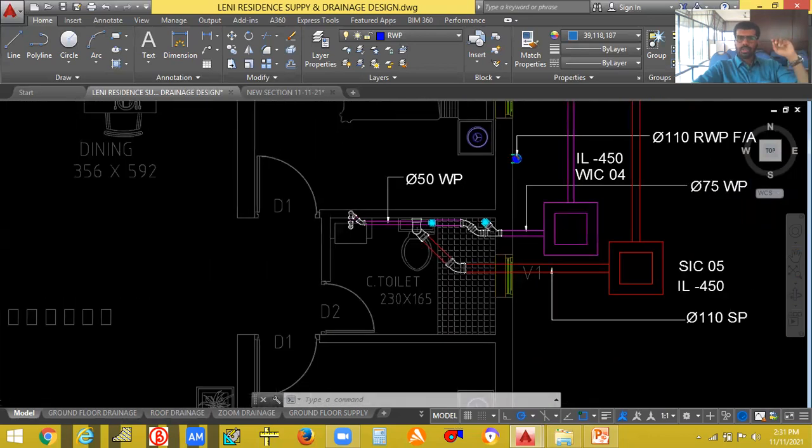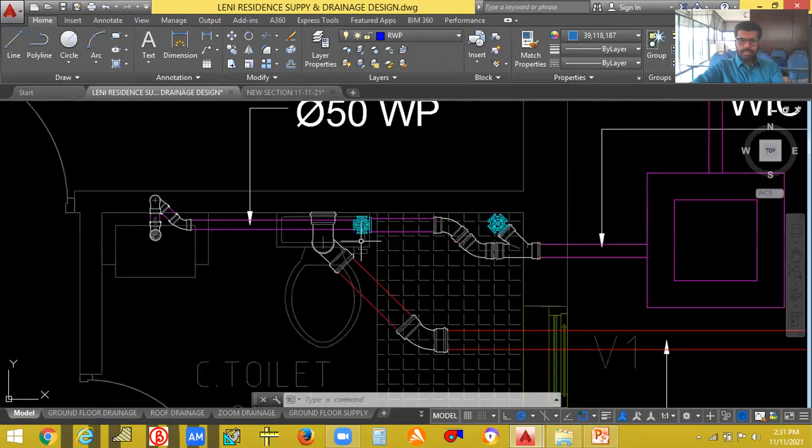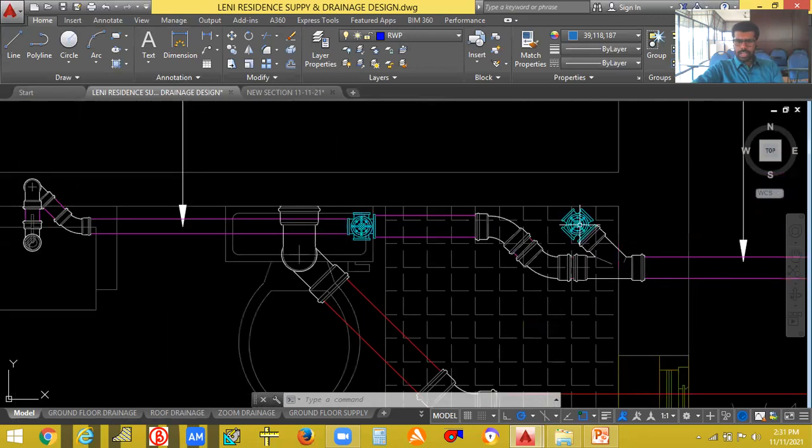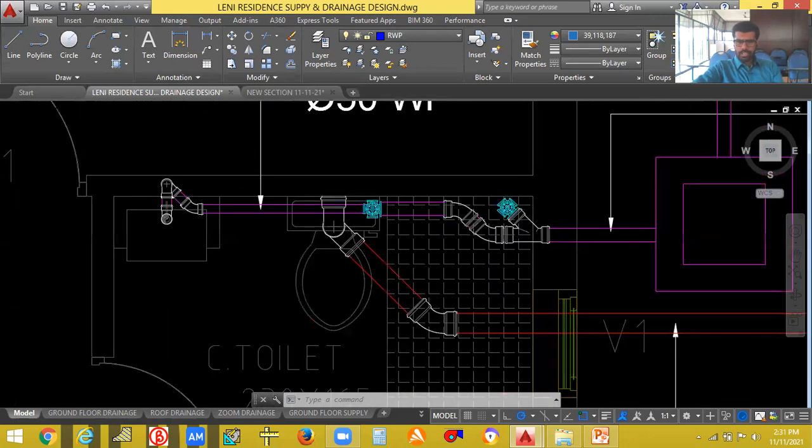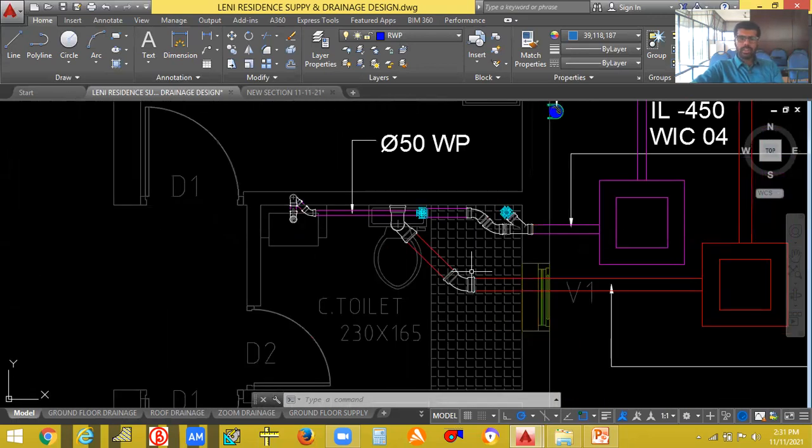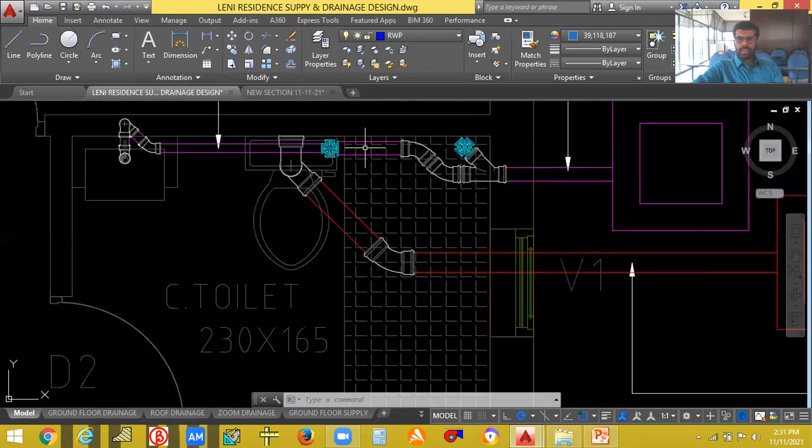Okay, so you can see here, from the floor trap it is connected. From this floor trap also it is connected and it is given there. And you can see another thing. These both lines are different. See, this water closet line is separate, so this is a double stack system, where the line is taken separately. So there is no connection between this line and this line.